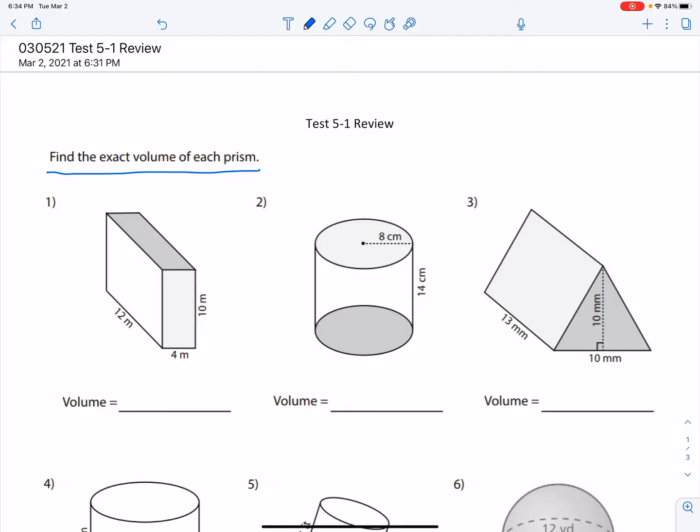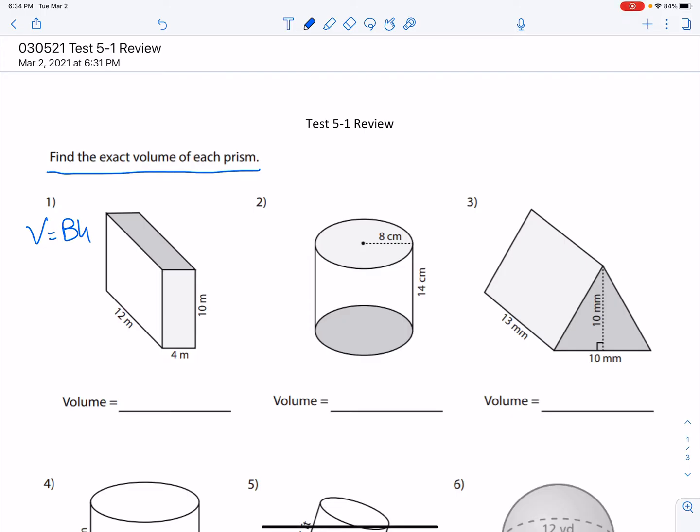So on number 1, we've got a rectangular prism. That's the first thing you do anytime you look at one of these shapes. You determine what is the shape and what is it that I want to do with it. In this one it is a rectangular prism, and we're going to find the volume. So we go to our formula chart and find our formula, and the basic formula is volume is equal to BH. It's a capital B, so we know that's the area of the base.